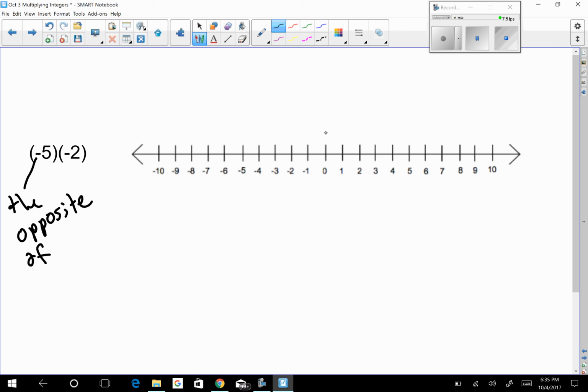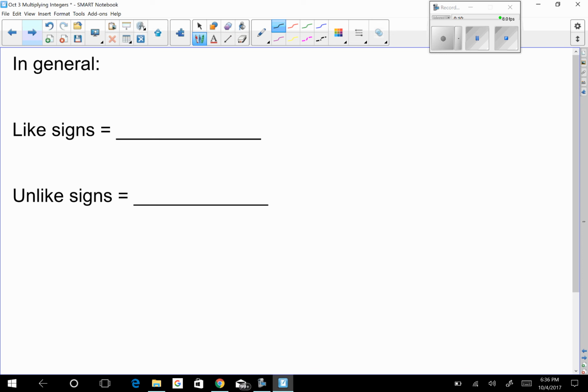So we need to start at 0, and we go 1, 2, there's 1, here's 2, here's 3, 4, and our 5th group. So the opposite of 5 groups of negative 2 is 5 groups of positive 2, so it takes us to positive 10. Okay, now we're done with our models, so we're going to talk about the rules in general.